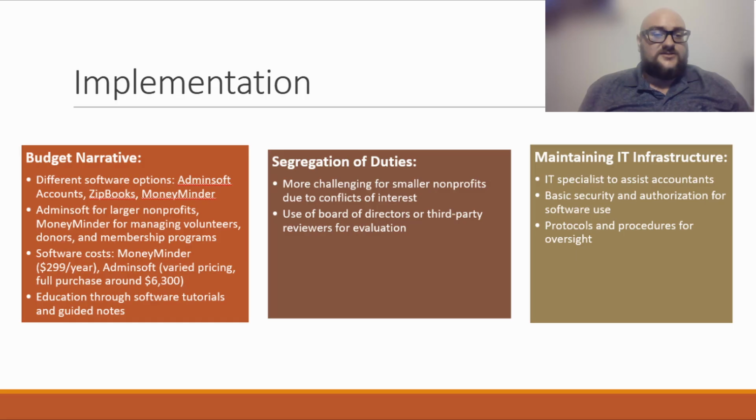When it comes to segregation of duties, the more important challenges are for smaller nonprofits due to conflicts of interest, as many of these organizations are a very small, tight-knit community. The use of board of directors or third-party reviewers for evaluation will also be harder for these types of organizations to implement and effectively be unbiased in.